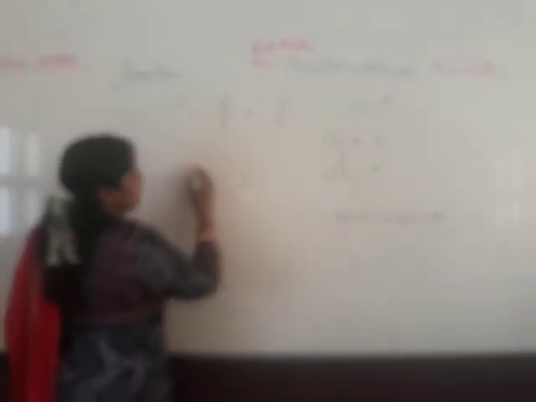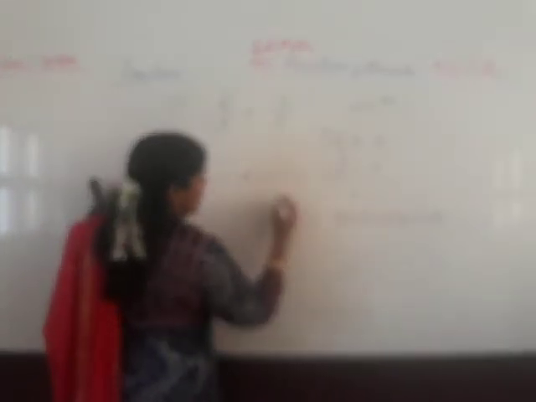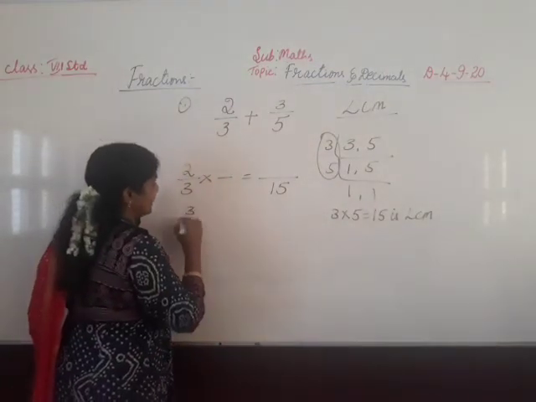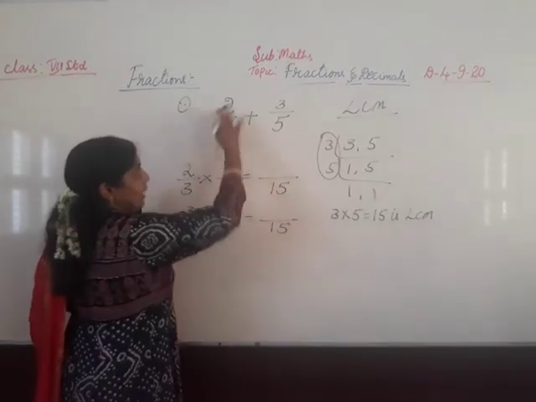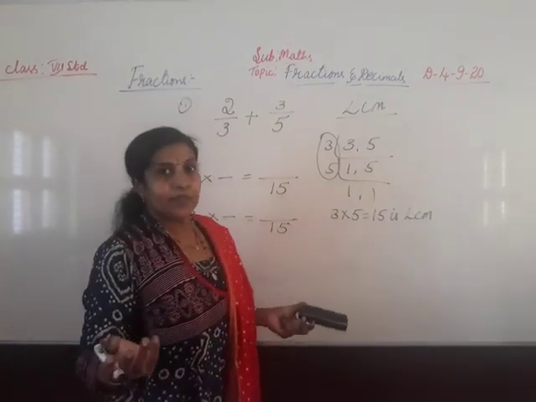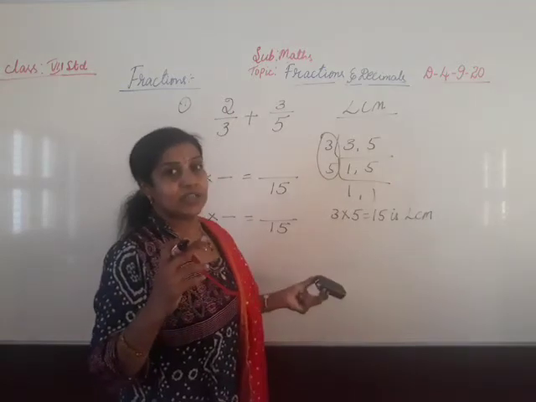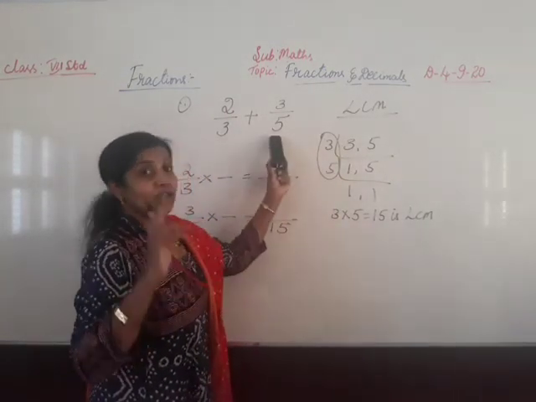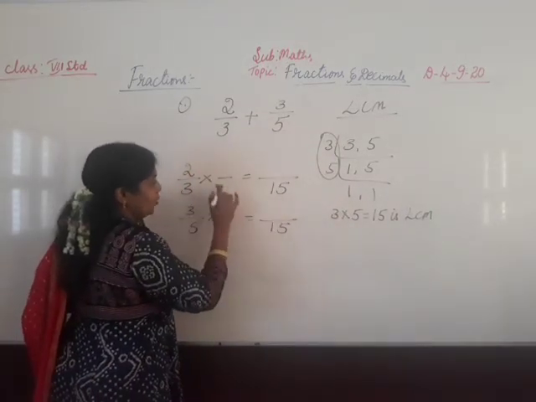So now 2 by 3 into, what denominator do we have to make? 15. We have to equalize the denominator, that means make the denominators equal to add, because the denominators are not equal here. Denominator equalization is required, so find the LCM of the given denominators. Only for the denominators you have to take the LCM. And now 15.